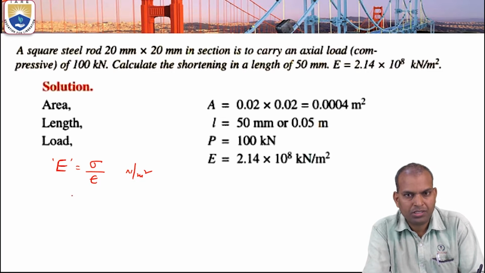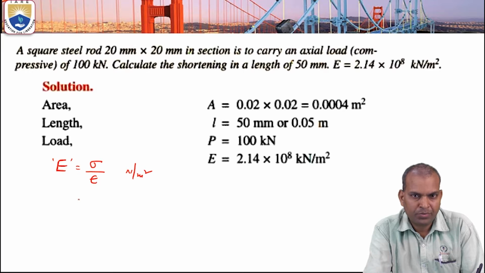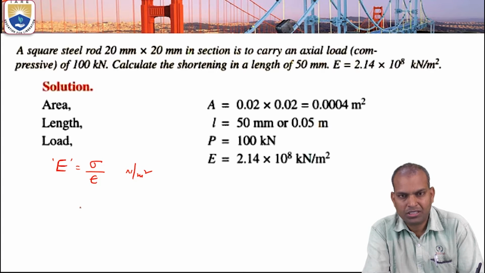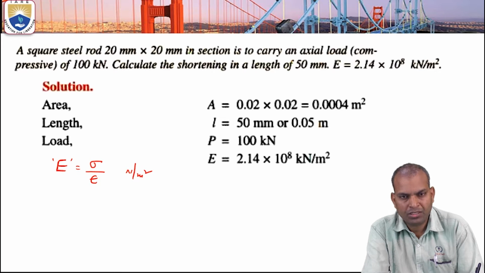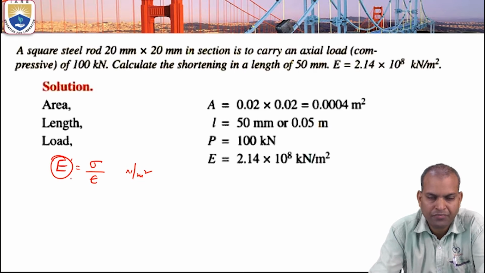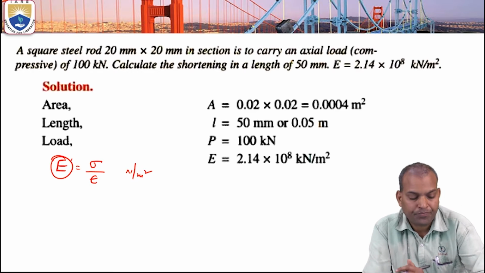Modulus of elasticity is related to the normal load. When the normal load is applied, normal stress comes. The normal stress is proportional to normal strain. When normal stress is proportional to the normal strain, the ratio is a constant of proportionality. That constant of proportionality is known as the modulus of elasticity. Modulus of elasticity equals normal stress by normal strain.